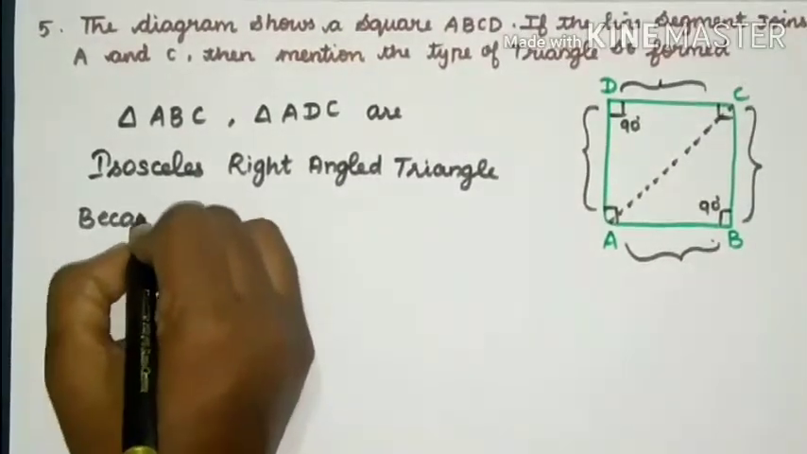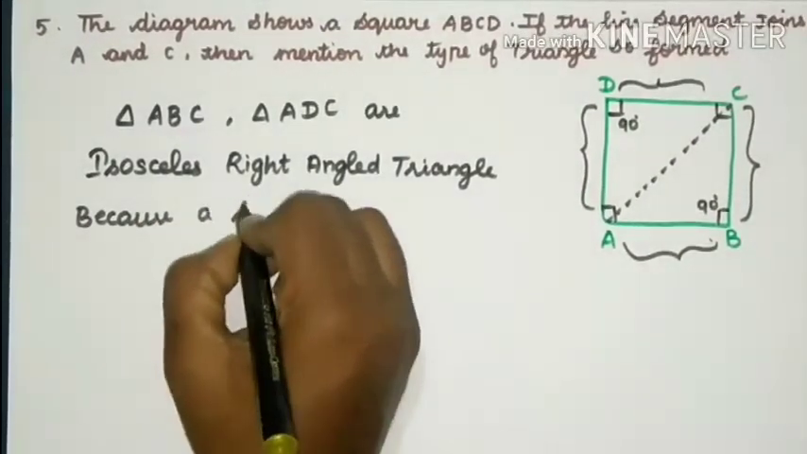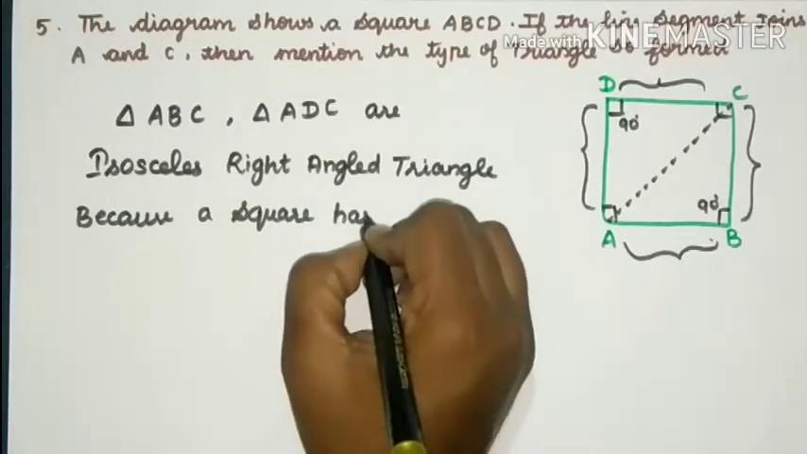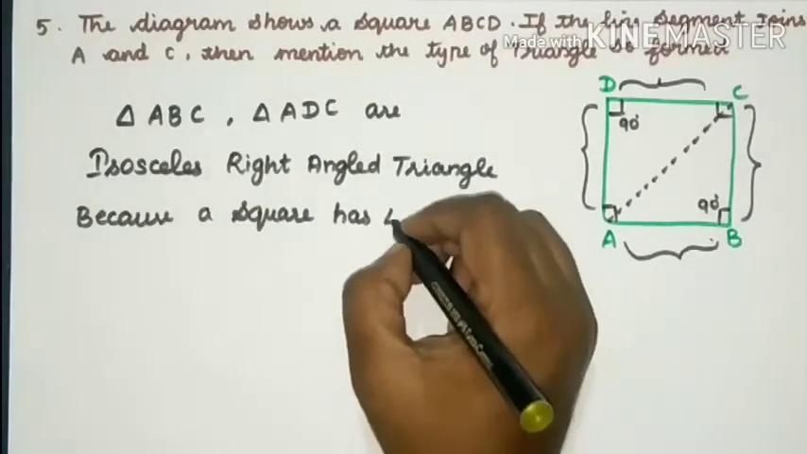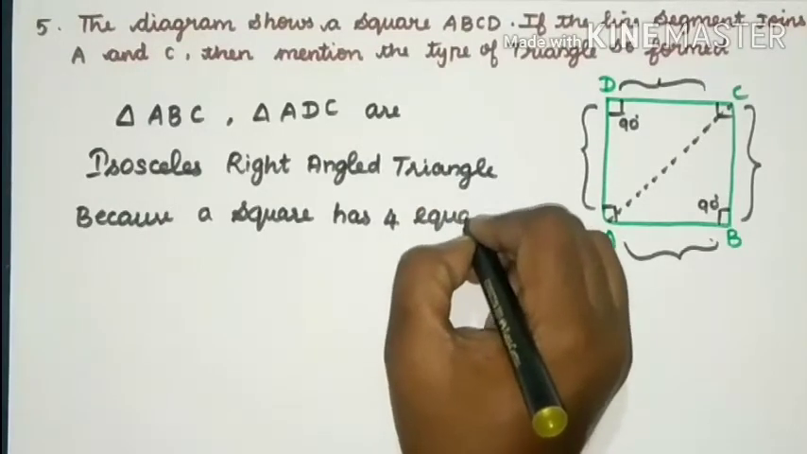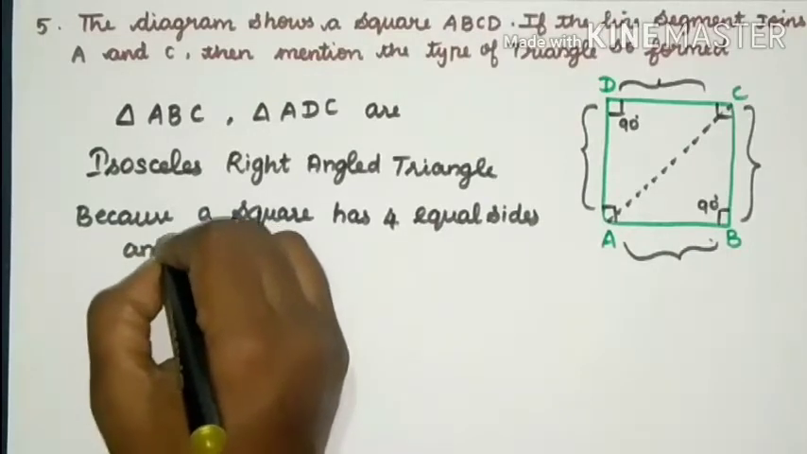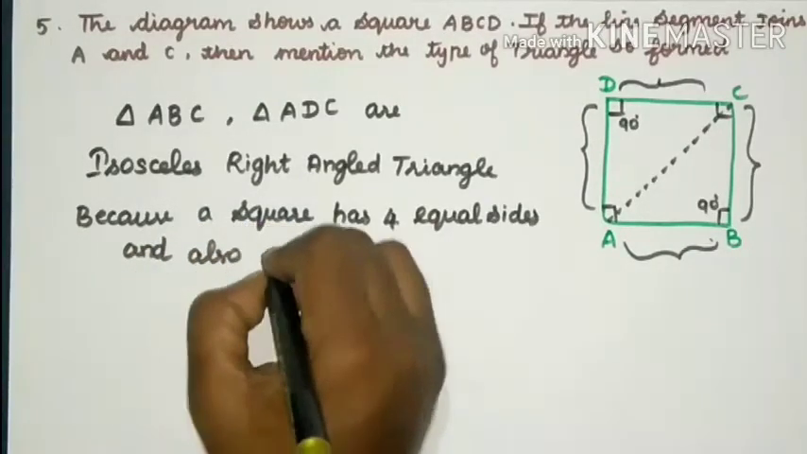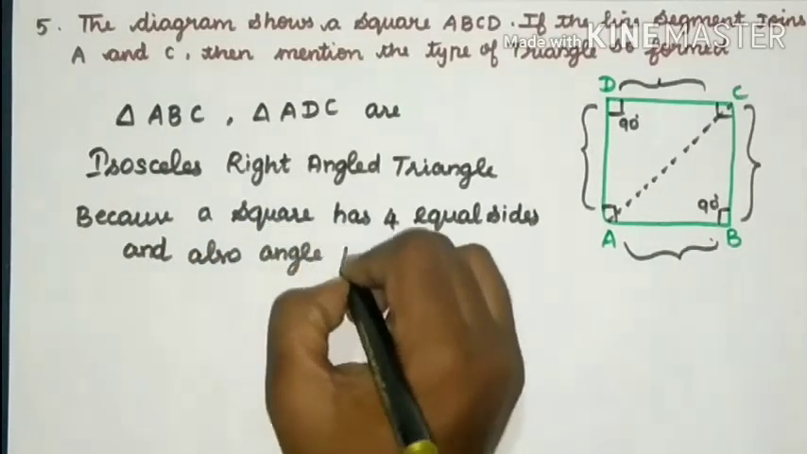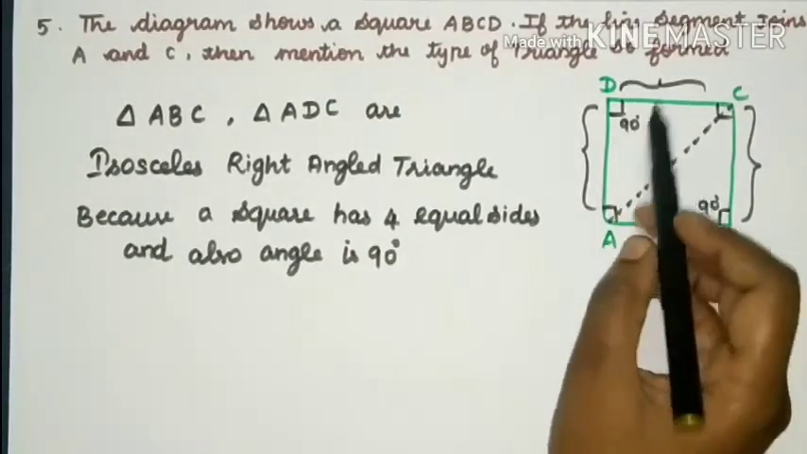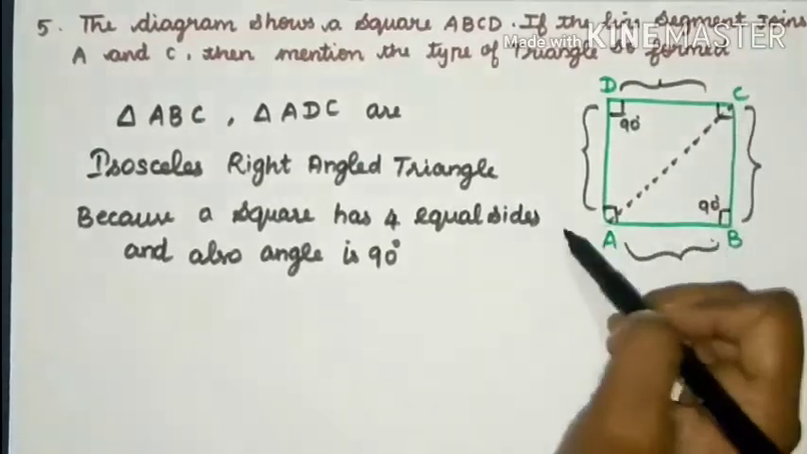Because a square has four equal sides and also the angle is 90 degree. Angle is 90 degree and all the four sides are equal.